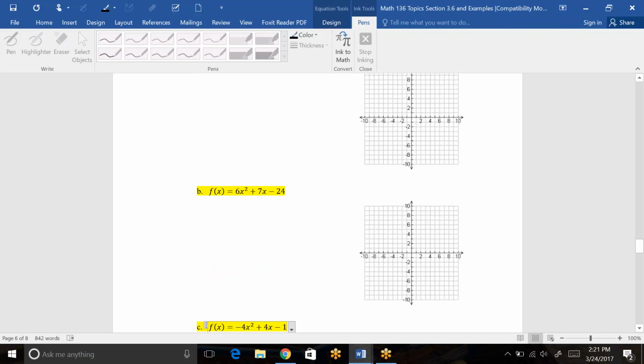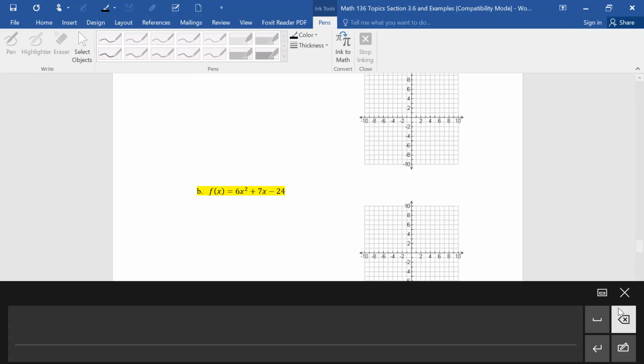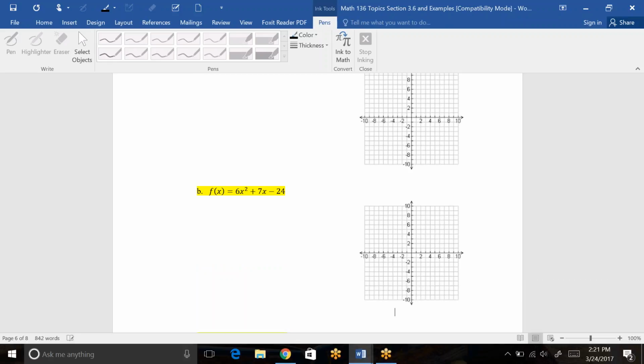So let's look at this one right here. Notice that we would start out by asking, does it open up or down? That just gives you an idea of what the graph's picture is going to look like. Since a is positive, 6 is bigger than 0, that means we open up. So our parabola should look like this.